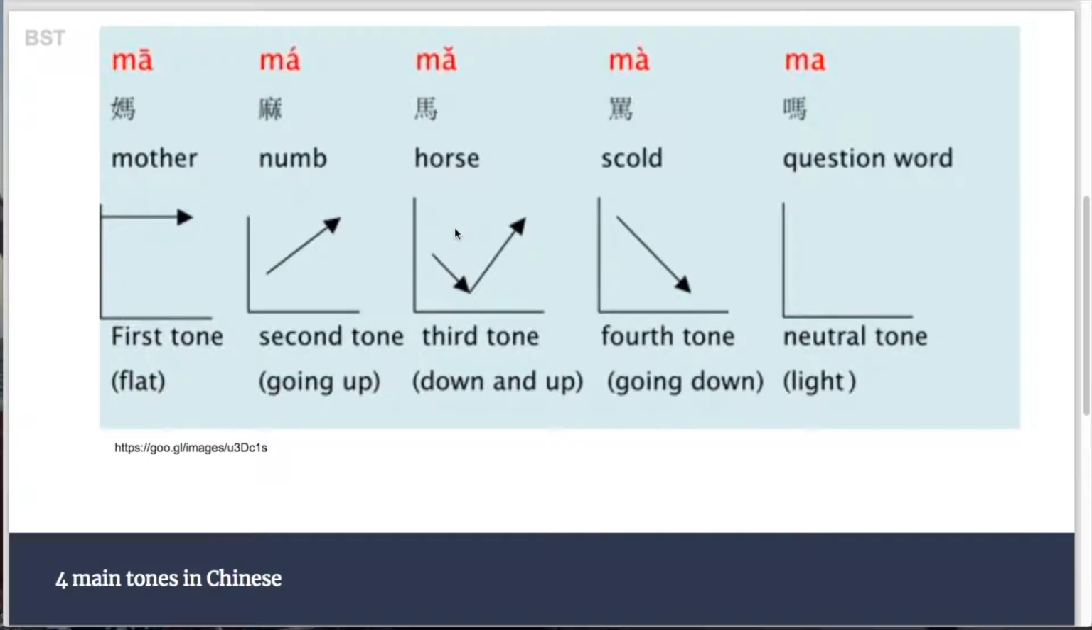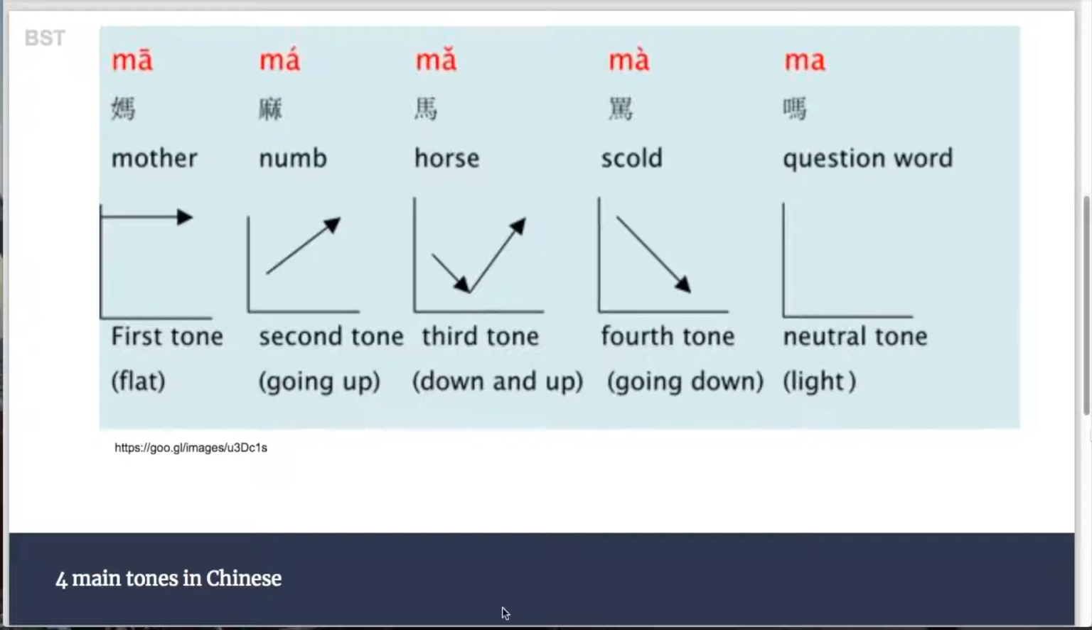So, the first tone in Chinese is a flat tone, so it's ma, which means mother. The second tone in Chinese goes up, and it's ma, and this means numb. The third type of tone goes down and then up, and this means horse, so it's ma. The fourth type of tone goes straight down, and it's very forceful, so it's ma.